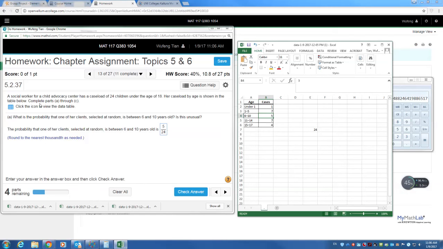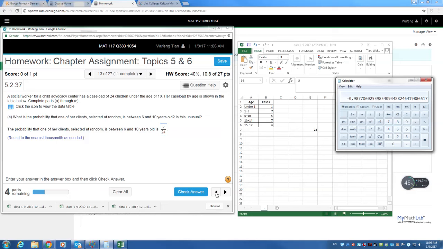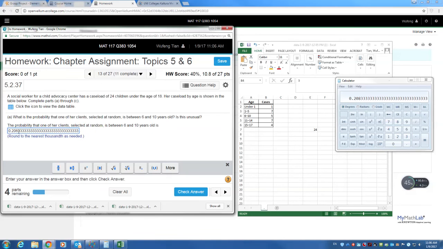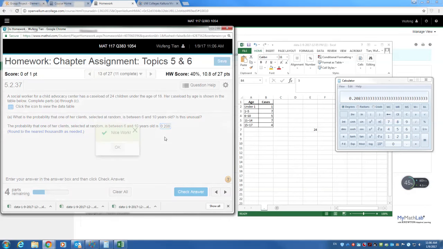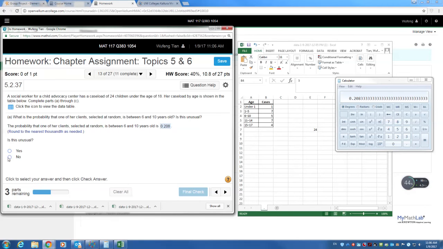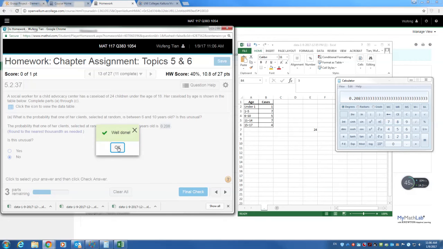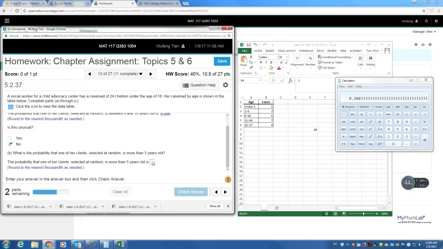So it's 5 out of 24, case and age. Is this unusual? Nearest, okay, I have to use the decimals. 5 over 24 equals 0.208. Okay, is this unusual? Unusual means not often. I think it's not unusual.